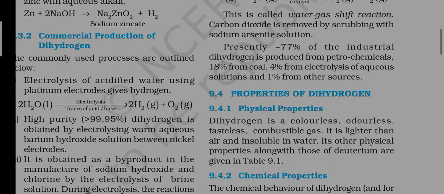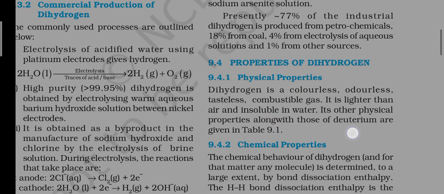Presently, approximately 77% of the industrial dihydrogen is produced from petrochemicals, 18% from coal, 4% from electrolysis of aqueous solutions, and 1% from other sources.